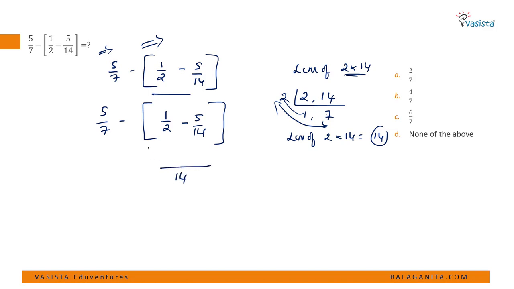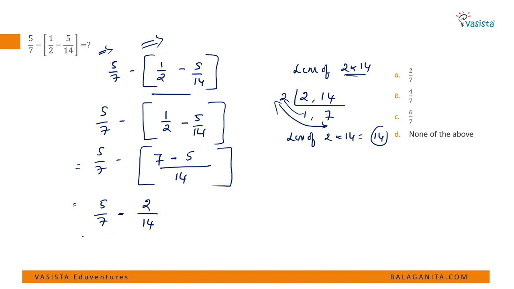Now simplify it here. 5 by 7 minus, so 14 divided by 2 is nothing but 7. 7 into 1, 1 into 7, which gives 7, minus 14 divided by 14 is 1, 1 into 5 is 5. So this becomes 5 by 7 minus, 7 minus 5 is going to be 2, by 14.